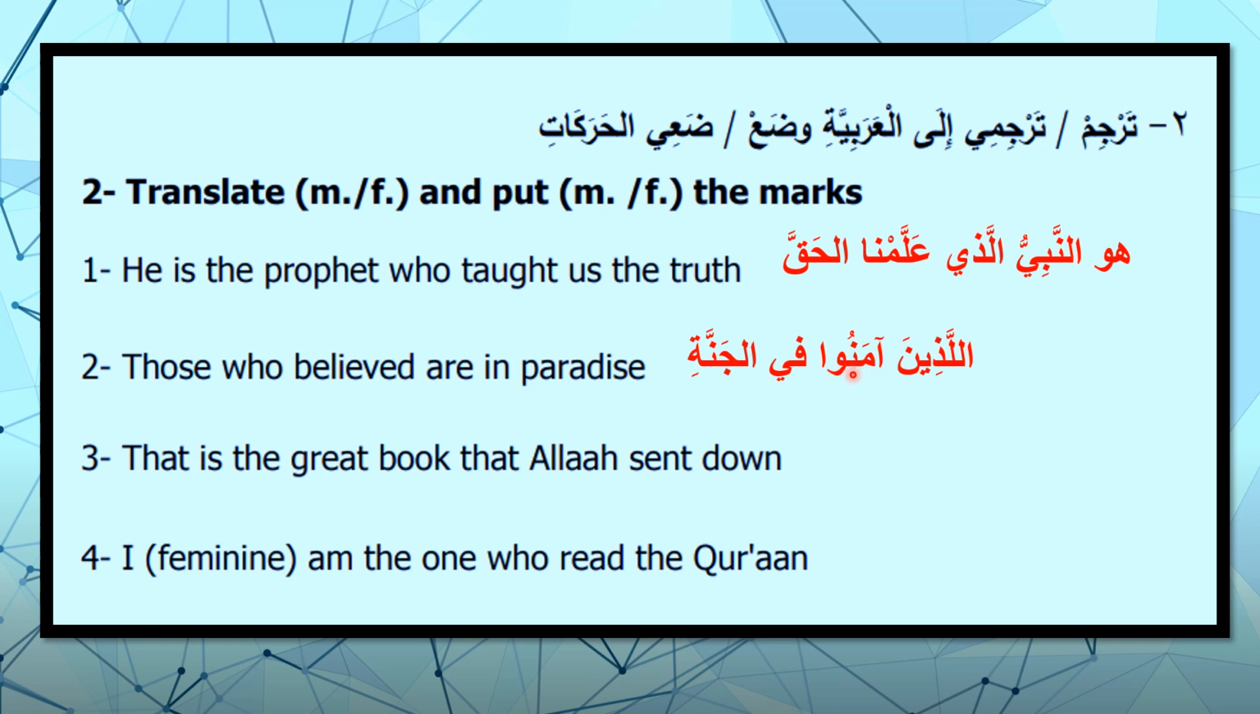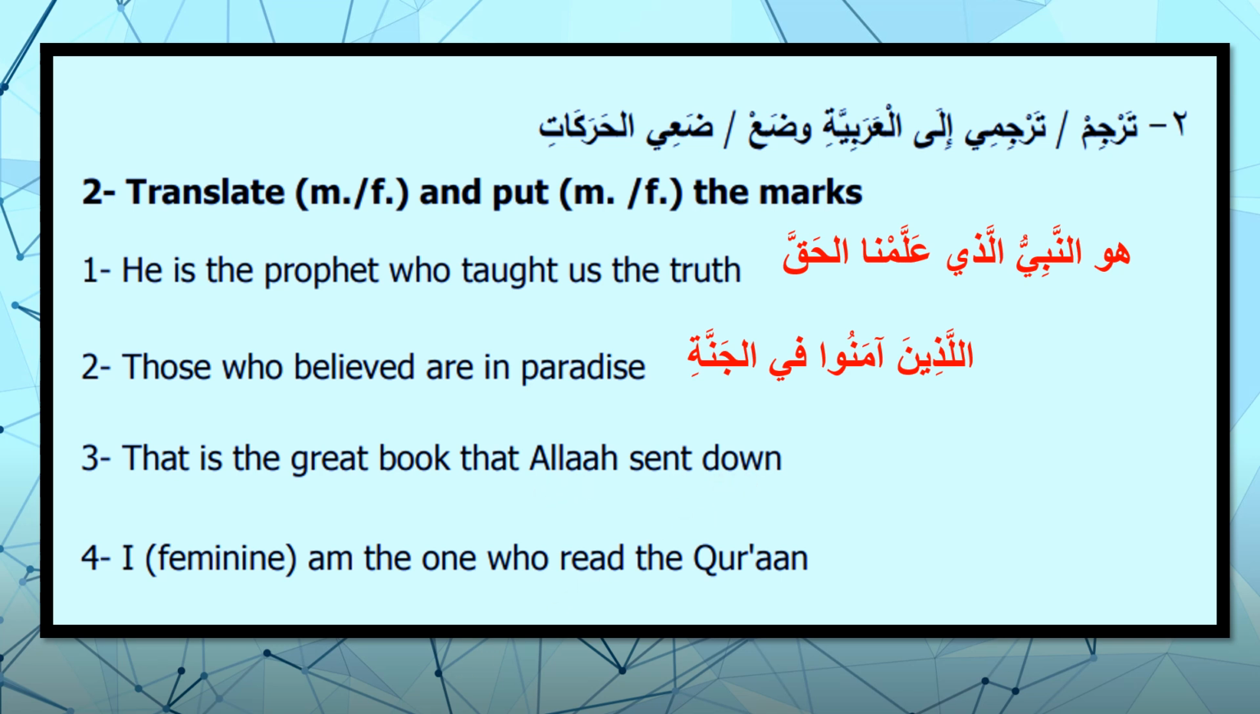And what is the position of this amanu? It's in the position of jumlatul sila, la mahalla laha min al-i'rab. Why? Because before that it's ism mausool, and this alladhina is for jama mudhakkar. That is the book, great book. This is a sifa for book. Now this comes as ism mausool: that which Allah sent down.